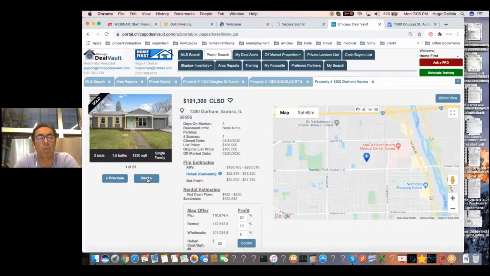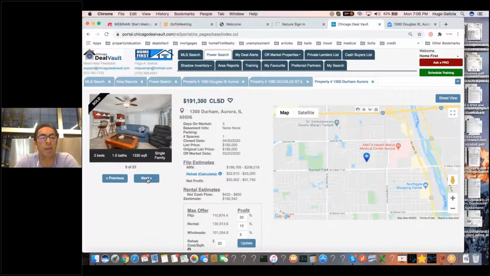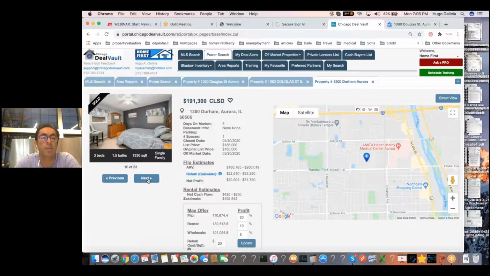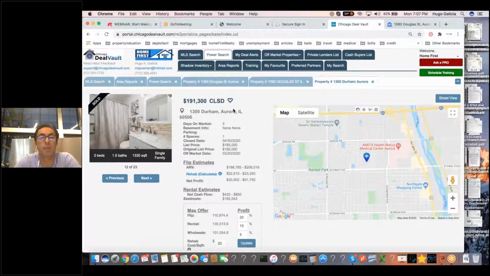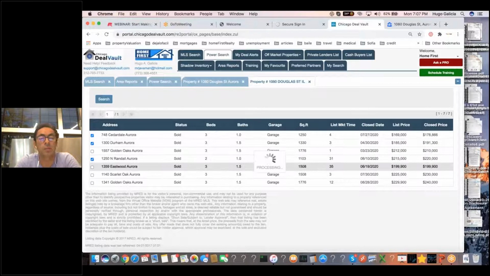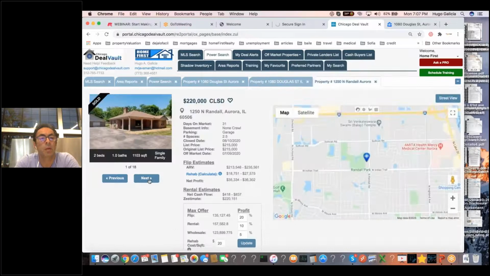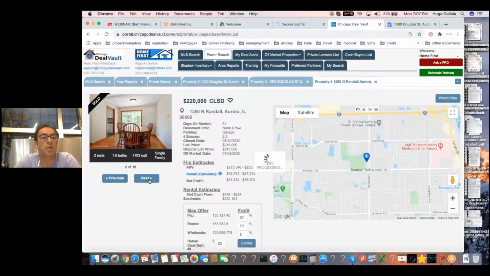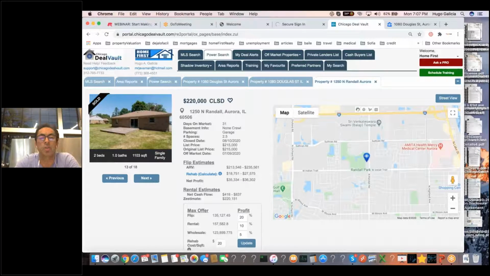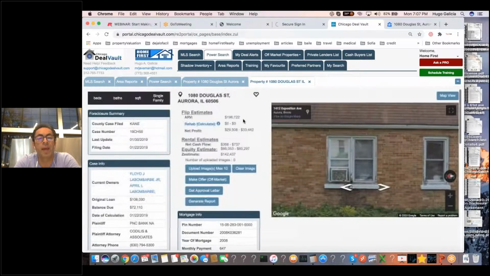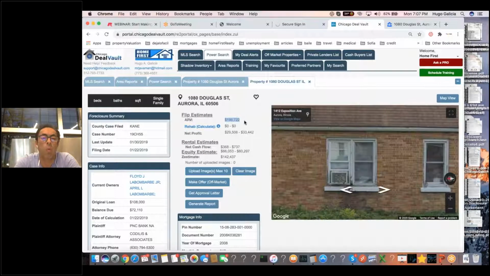So we need to make sure that we compare apples with apples. So this is like a ranch. But you see the type of rehab? This is a very nice rehab, okay? And this property sold in 3 days, okay? So let me look at the one on Randall. This is also a ranch property. As you can see, the kitchen is very nice. The bathroom is just so-so. So yeah, I can say that we came up with 3 comps. Therefore, the ARV on this property is 196.